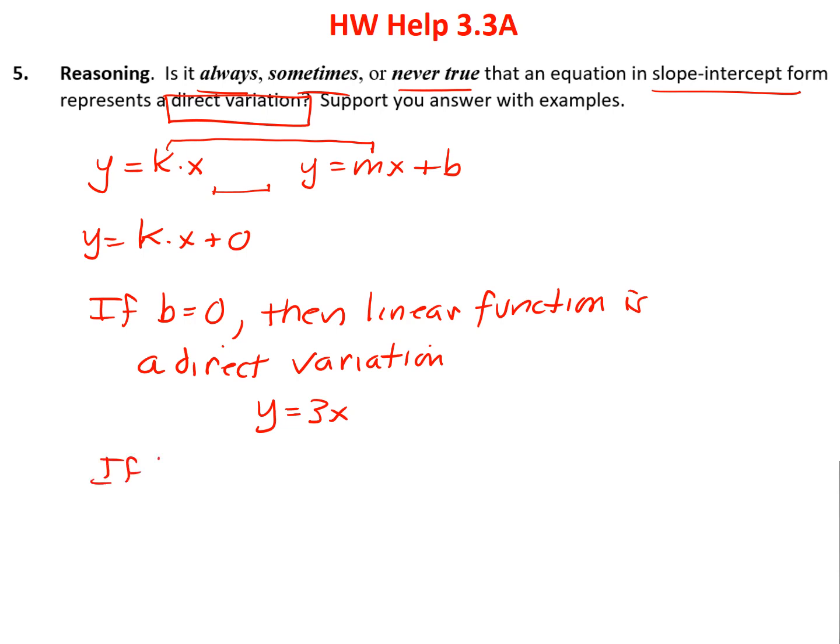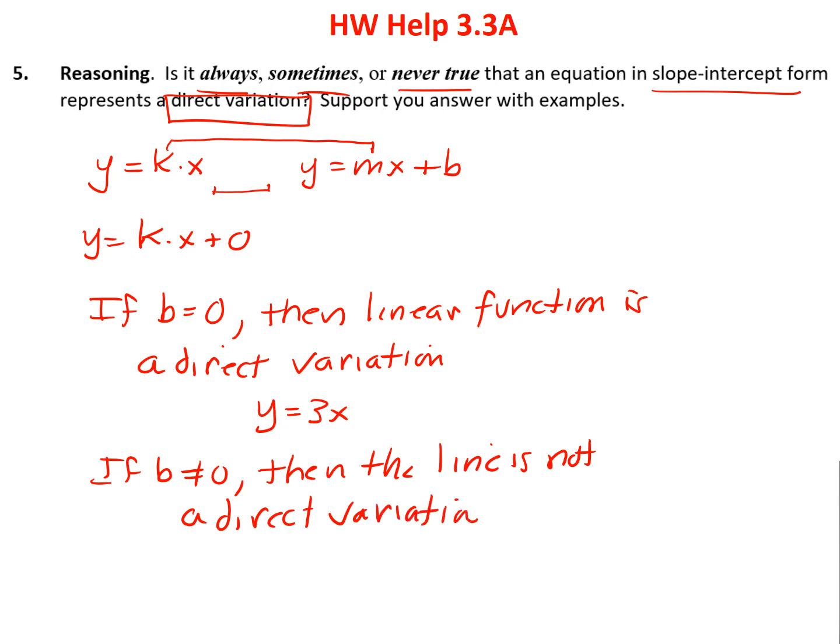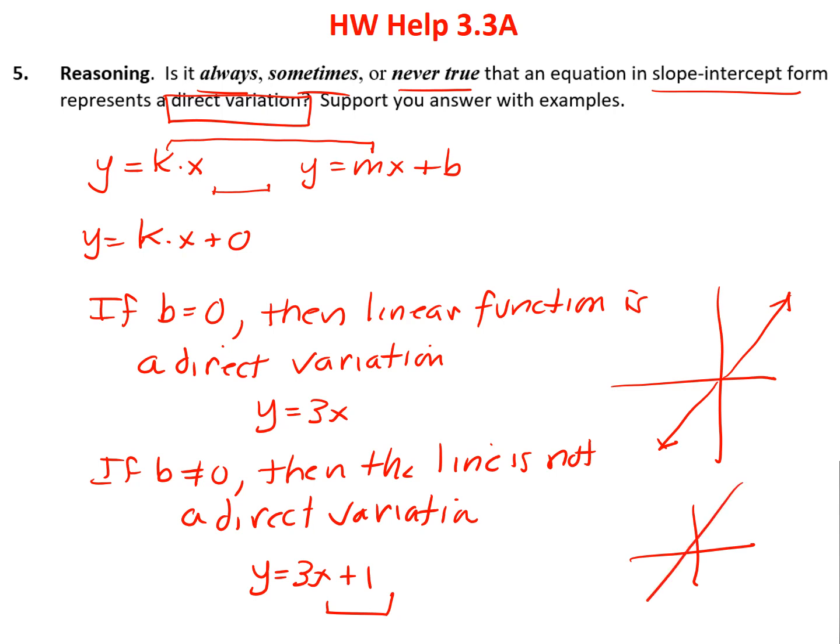However, if b is not 0, then the line is not a direct variation. So I can take a line with the same slope, for example, y equals 3x, and just put plus 1. And now because I have a y-intercept that's not 0, it doesn't go through the origin, so it's not. In other words, in a direct variation, it always goes through the origin. However, in other ones that don't go through the origin, that's not a direct variation. So the answer to our question: Always? No. Never? No. But sometimes.